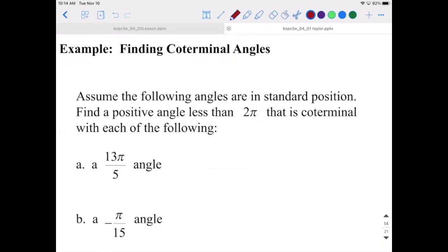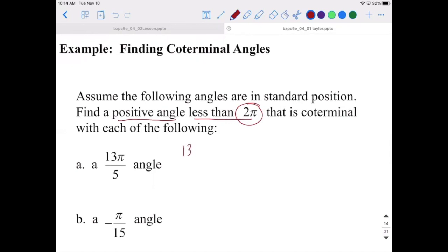Finding coterminal angles. Now we're going to find coterminal angles out of radians. So first of all, we want to have a positive angle, and we want it to be less than 2 pi. Note that 2 pi is the same as 360, so 2 pi is all the way around the circle, so that's what we're going to be adding or subtracting.